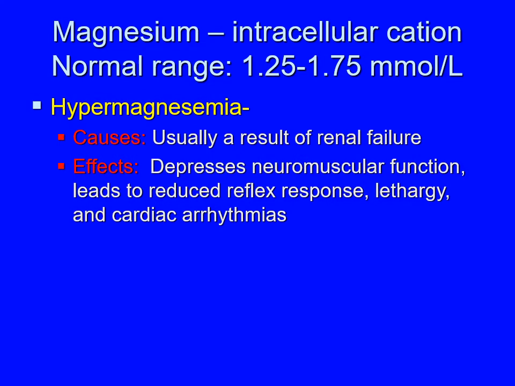Hypermagnesemia, usually the result of renal failure and not being able to balance all the electrolytes, and it can result in depressed neuromuscular function, which leads to reduced reflex response, lethargy, and cardiac arrhythmias. Because if you have too much magnesium, it's generally interfering with calcium.